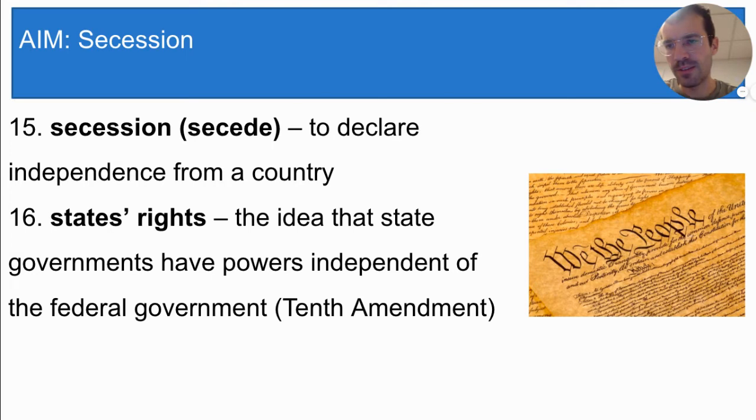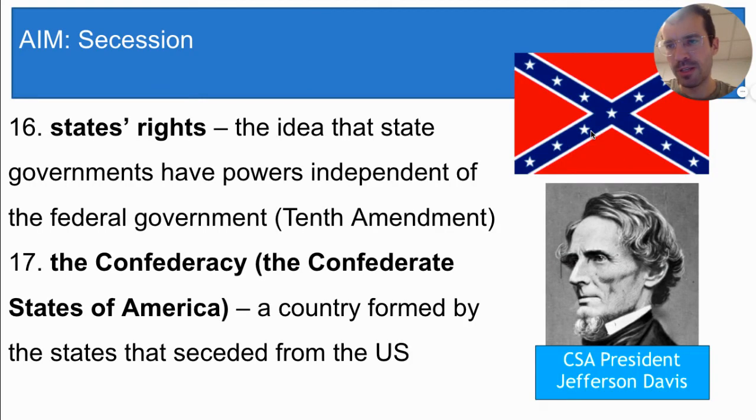I said that secede means to leave a country and form a new one. In 1860, the South left the United States. Do you know the name of the new country they formed? That new country was called the Confederate States of America, or CSA, and it's also called the Confederacy. The Confederacy had its own money, its own laws, its own leaders. Here's its president, Jefferson Davis. So there were now two countries, each with their own president, the United States with Lincoln and the Confederacy with Davis.